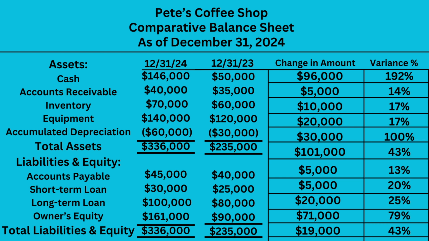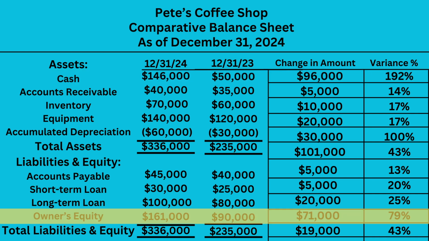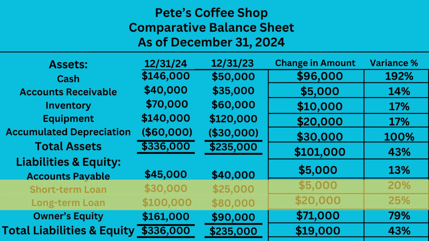Awesome. So now the question is, what can we take away from these numbers? Well, here are the three biggest things that jumped out at me when I was looking at these numbers. 1, our cash surged by 192%, a $96,000 increase. 2, owner's equity rose by 79%, $71,000 increase. And 3, our liabilities increased. Short-term and long-term loans were up 20 to 25%.